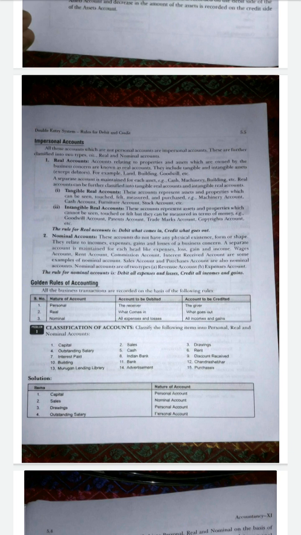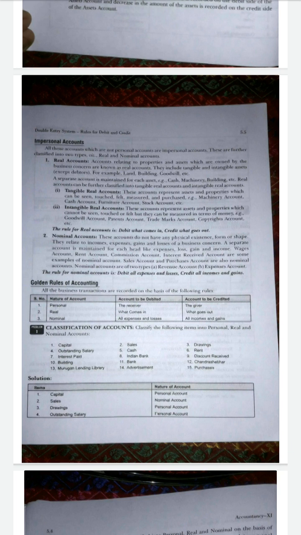That is, for example, goodwill. These are all very important examples of intangible real accounts: goodwill, patent account. We can't see the goodwill account, but we can fix its value on the basis of the profit of the business concern. And you already know trademark, patent right, copyright. These are all the licenses provided by the government to the business concern in order to carry out their manufacturing activities. So these are all the intangible real accounts.